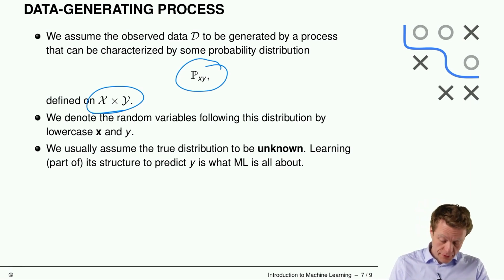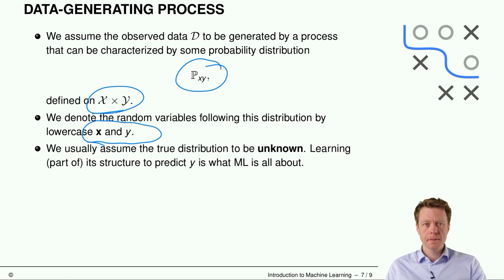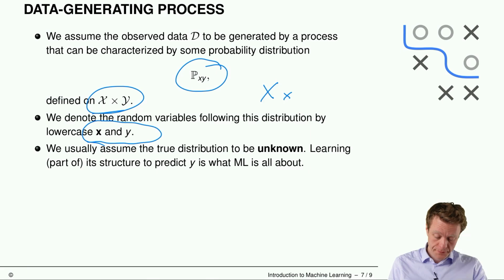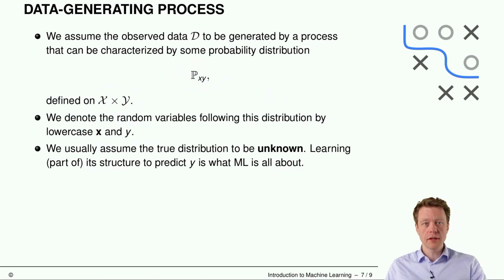We denote the random variables also by lowercase x and y. So in some literature, perhaps you will see the difference in notation between capital X referring to random variables and lowercase x referring to observations of those random variables. We don't do this here, but we will make sure that context makes clear if we are speaking about random variables or about observations of those random variables.